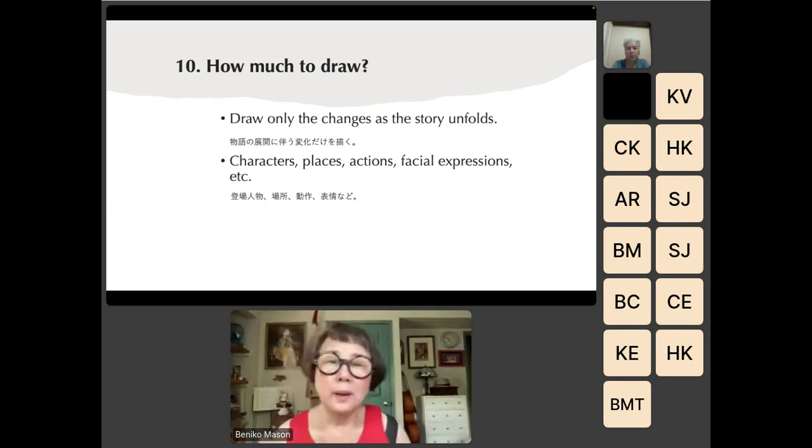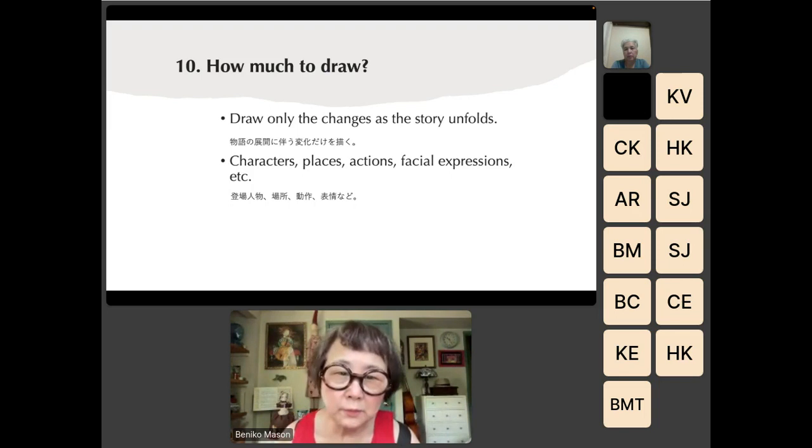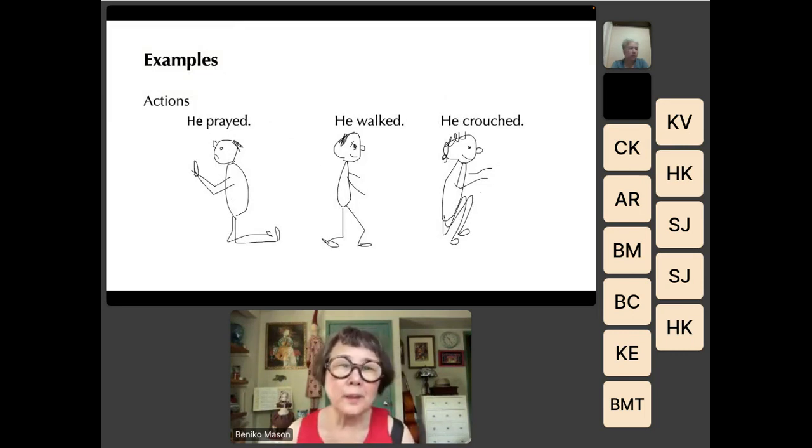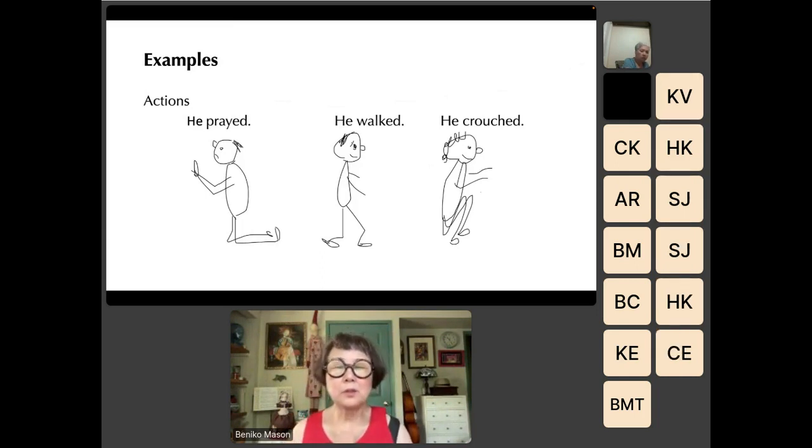And so you draw only the changes as the story unfolds, and you can erase the things that happened already before. And so you only draw pictures of characters, places, actions, facial expressions, etc. So examples of actions: he prayed, and he walked, and he crouched.